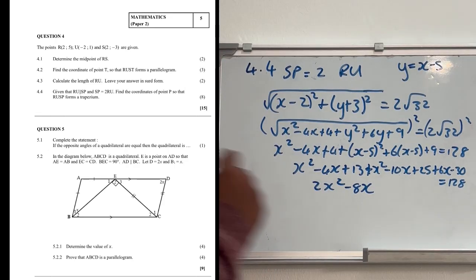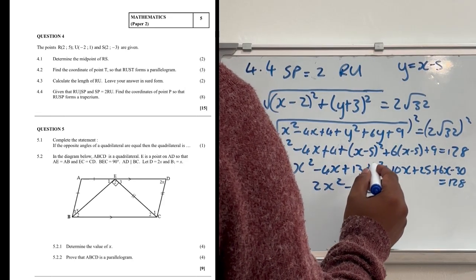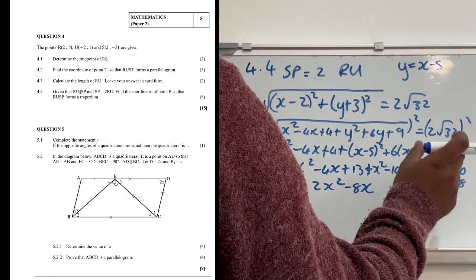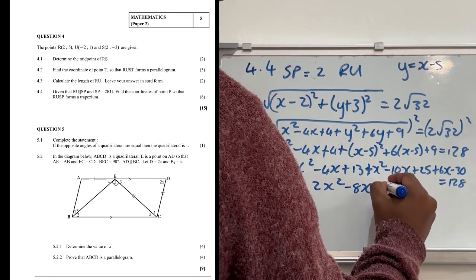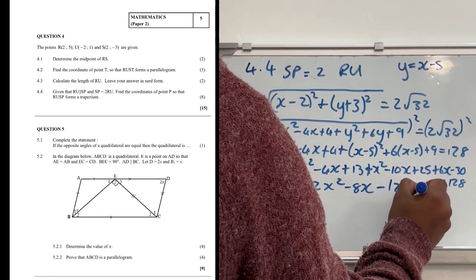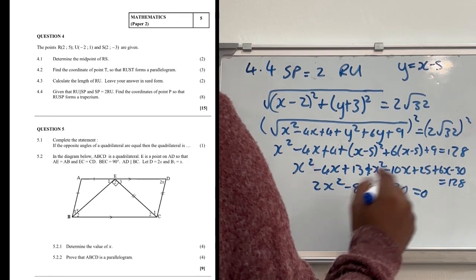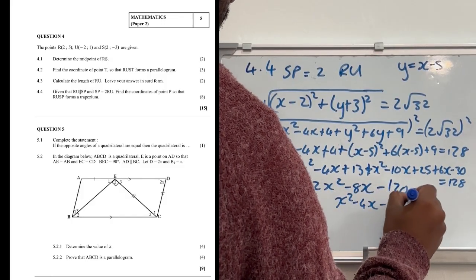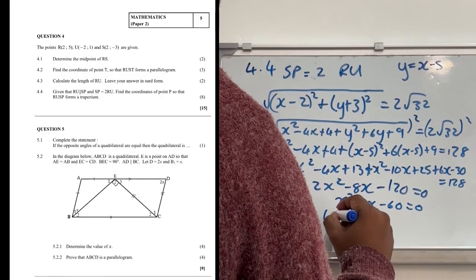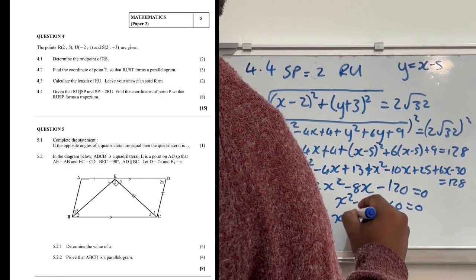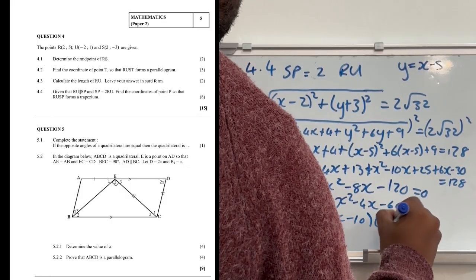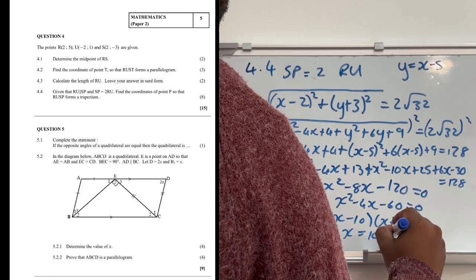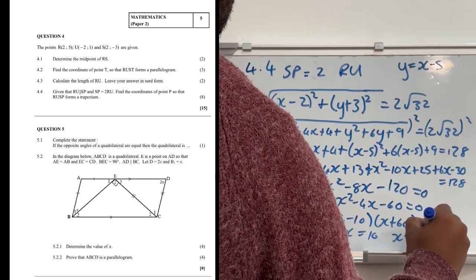So that is 13 plus 25, which is 38, minus 30 is 8. 8 minus 128 is just minus 120, equal to 0. If you divide through by 2, you're going to get x squared minus 4x minus 60 equal to 0. Factorize that: that's going to be (x minus 10)(x plus 6) equal to 0. Then x is equal to 10 or x is equal to minus 6.